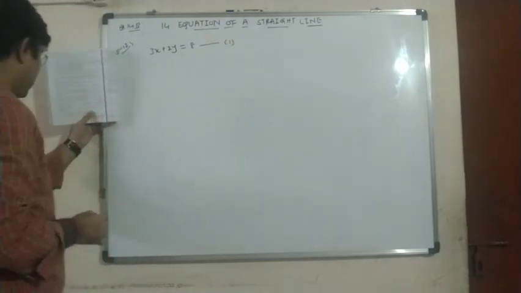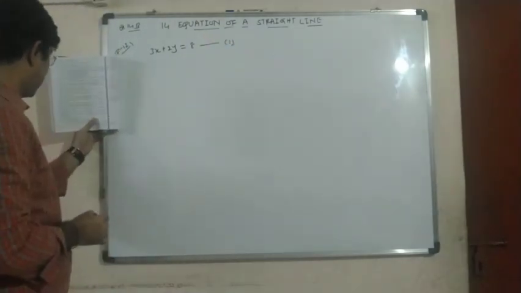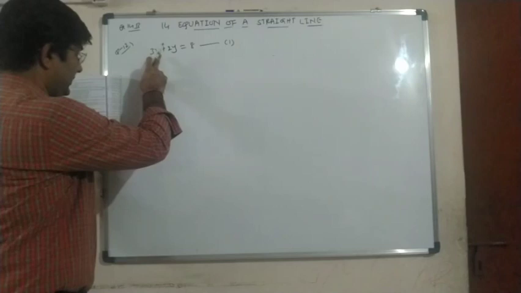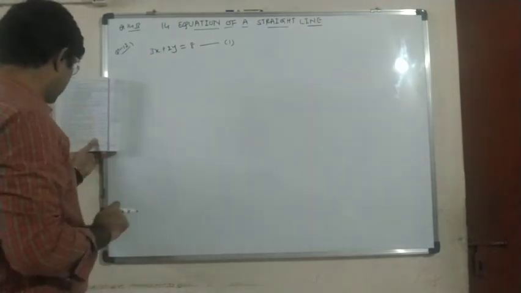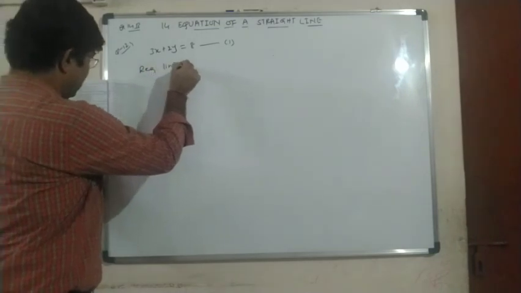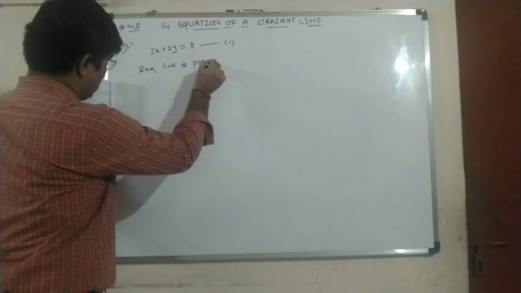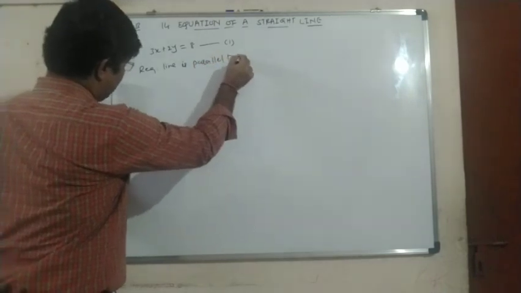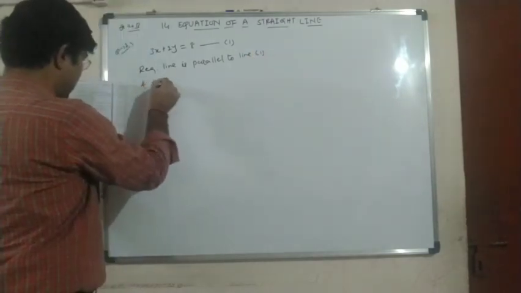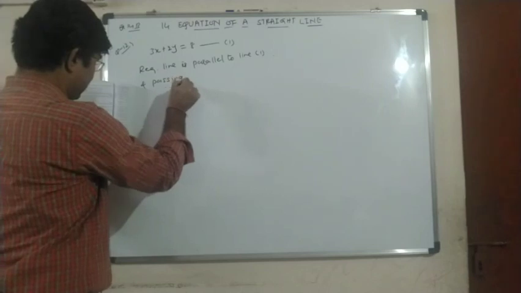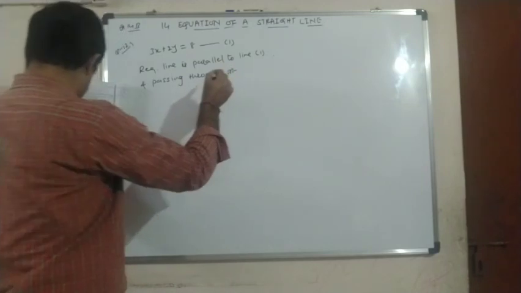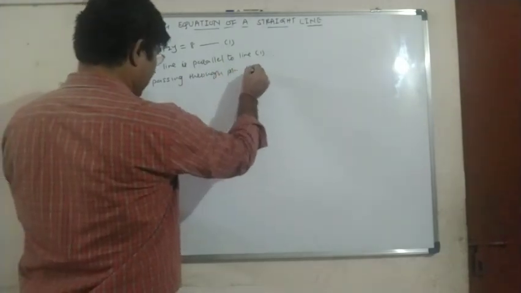Say this is equation number 1, equation of a given line. We have to find the equation of a line which is parallel to the given line and passing through a point. It is given that the required line is parallel to line 1 and it is passing through point (0, 1).